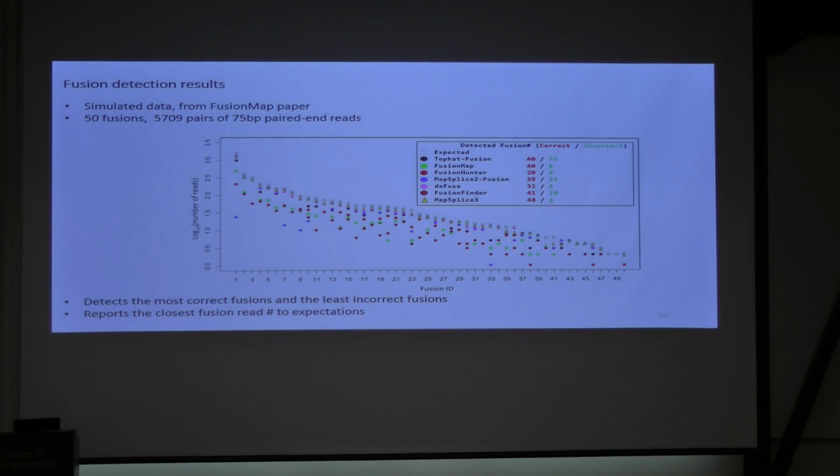And also for gene fusion, we use simulated data of 50 simulated gene fusions. For each gene fusion, we also plotted the supporting reads reported by each tool. The white circle represents the ground truth, and the yellow triangle represents the MapSplice3 result. As we can see, for all those gene fusions, MapSplice3 reports the most consistent supporting reads compared to the ground truth. Question.